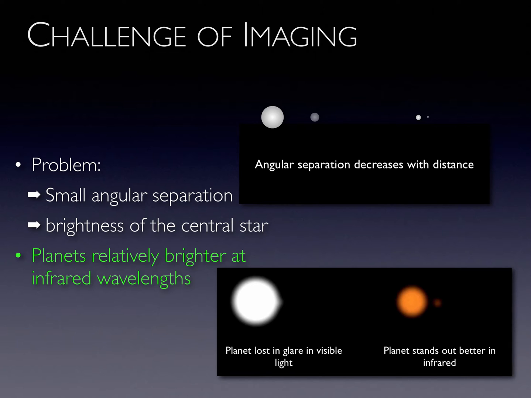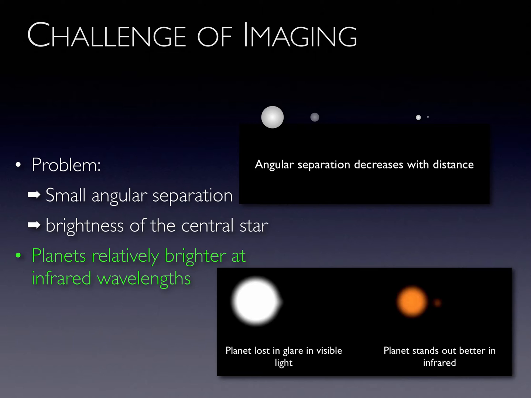Systems that are closer to Earth and systems where the planet orbits at large distances from its parent star are more likely to have greater angular separation. At optical, visible wavelengths, stars emit an enormous amount of light, whereas planets don't emit visible light and generally only reflect a relatively small amount of the starlight.